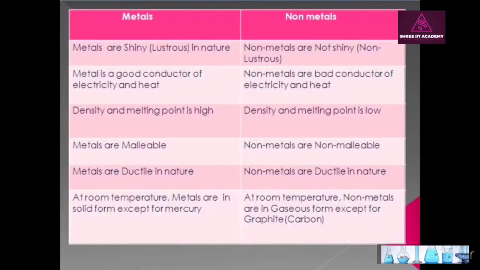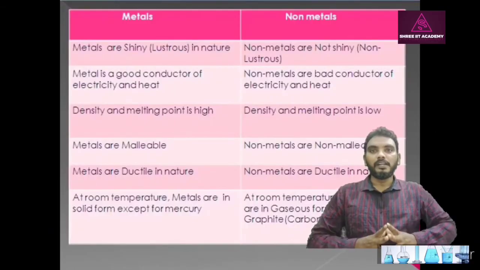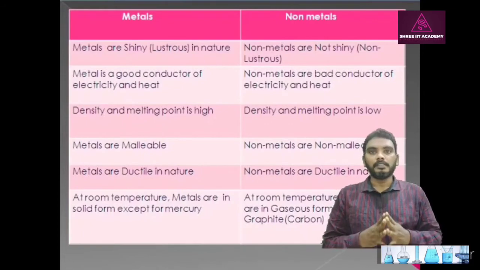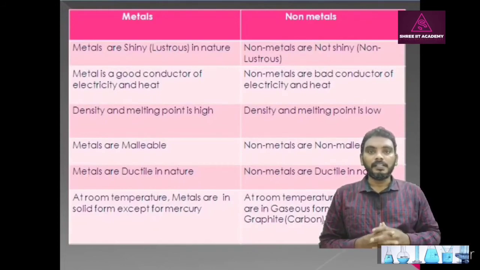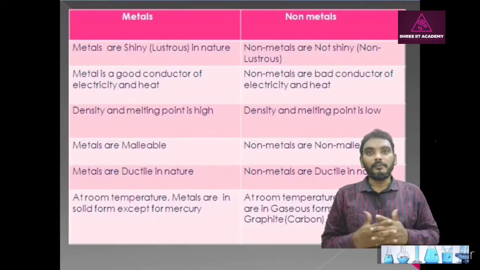Finally, we are giving the differences between the metals and non-metals. Metals are shiny in nature, that means lustrous. Non-metals are non-shiny, that means non-lustrous. Metals are good conductors of heat and electricity, whereas non-metals are bad conductors of heat and electricity.